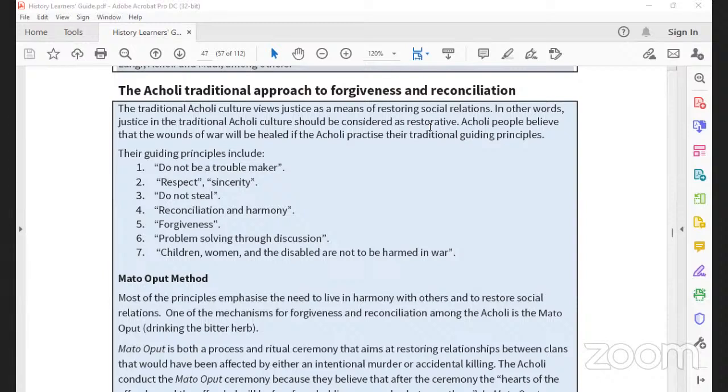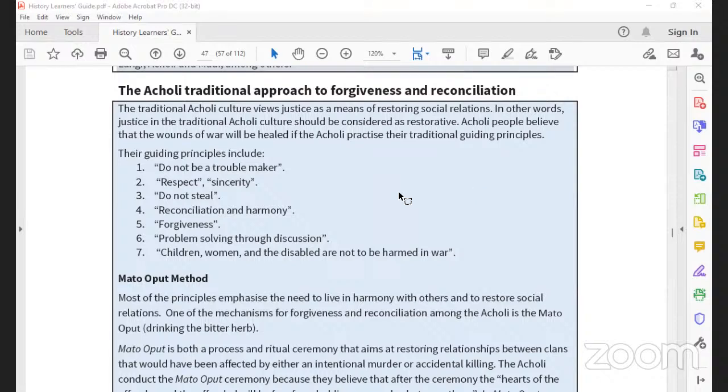In other words, for them, if you give a fair treatment to somebody, you have restored. It brings about forgiveness. It brings about reconciliation. In other words, justice in the traditional Acholi culture should be considered as restorative. The Acholi people believe that the wounds of war will be healed if they practice their traditional guiding principles.